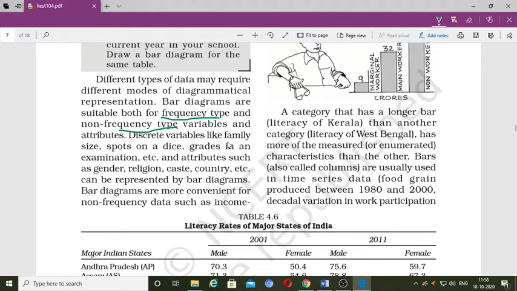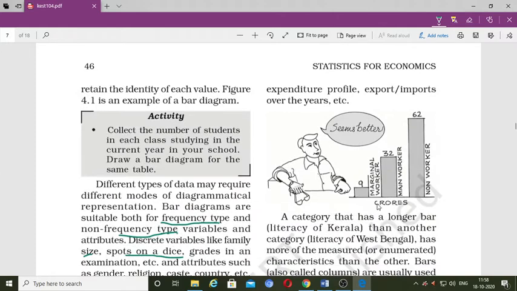Discrete variables कौन से होते हैं? For example, family size, spots on a dice, grades in an examination. All these are discrete variables, and attributes such as gender, religion, caste, country, etc. can be represented by bar diagram. So bar diagram is more convenient for non-frequency data such as income, expenditure profile, exports, imports.